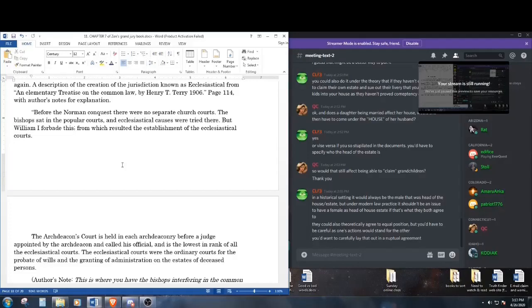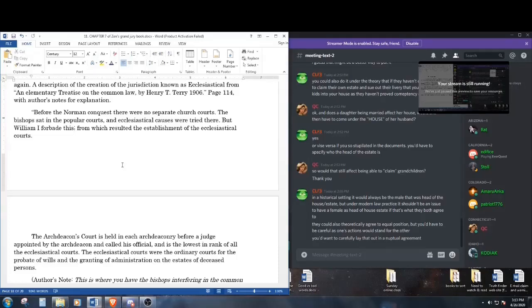The ecclesiastical courts were the ordinary courts for the probate of wills and the granting of administration on the estates of deceased persons. Notice that. Probate is ecclesiastical jurisdiction. They're running every single thing through probate. Why do these black robe fools sit up there? Why do they wear black? Because they're priests of El.